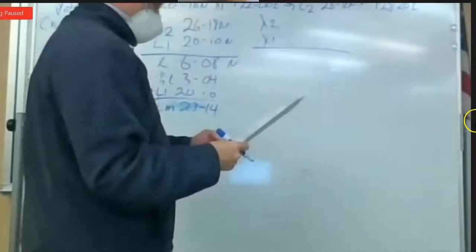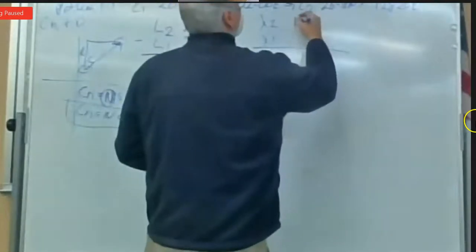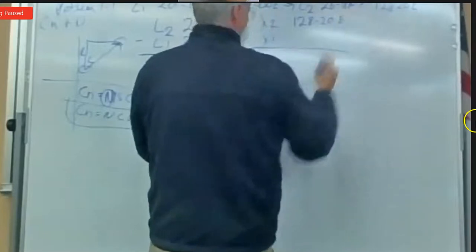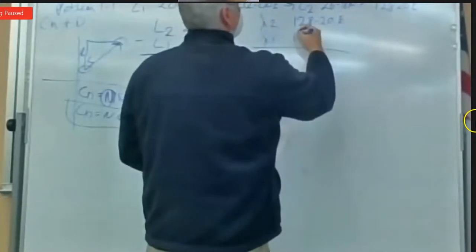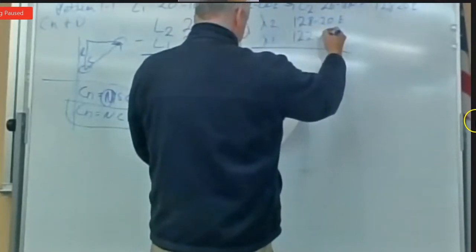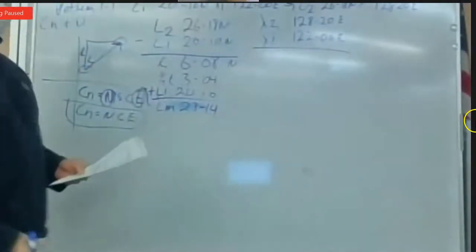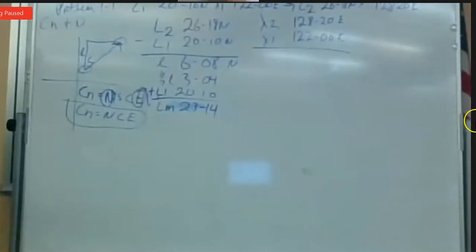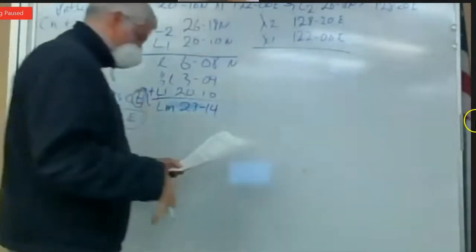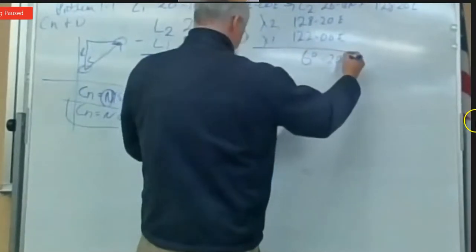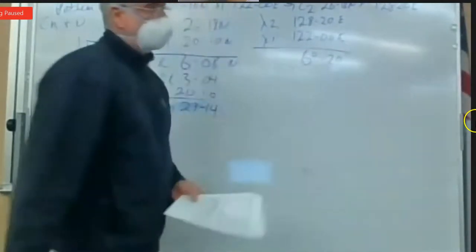We're going to populate that with our numbers, which in our case are, what are our numbers? 128.20, and that was east. And the other one was 122.0 east. Okay, what next? So now I do a little bit of math. I'm going to do the math for you. That's 6 degrees, 20 minutes.